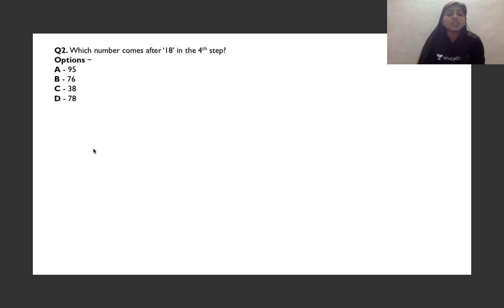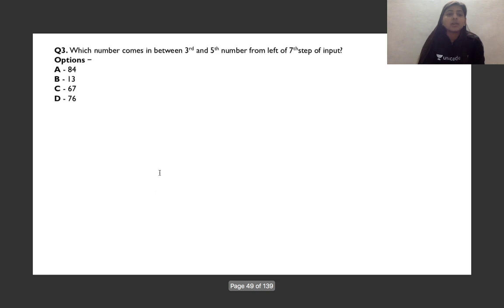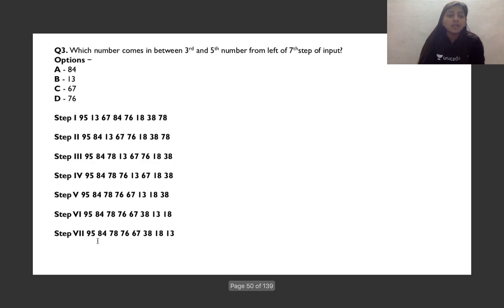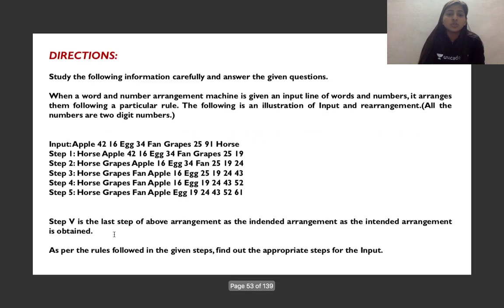Next, which number comes after 18 in fourth step? In fourth step after 18, it's 38. Option C. Which number comes in between third and fifth number from left of seventh step of input? Seventh step between third and fifth, it's 76. Option D. Okay, like that you will have to solve.